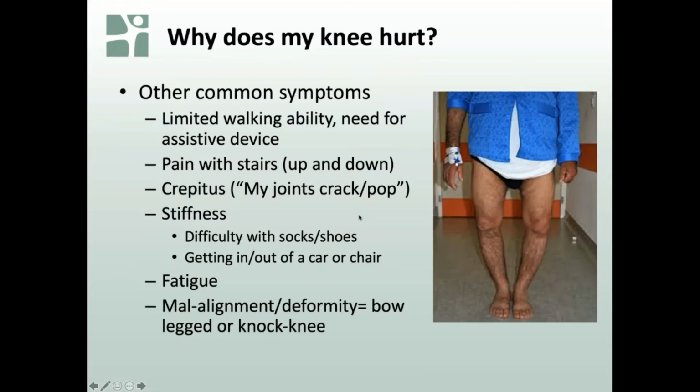For more severe cases, people can also have some malalignment or deformity. So to the picture on the right, you can see this gentleman has relative bow leg, which we call varus deformity or varus alignment of the knees, and that can often be associated with having severe arthritis and the wear and tear of the cartilage.